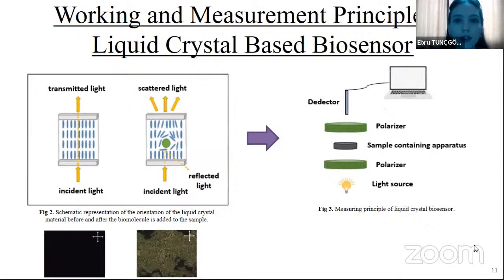In the working and measurement principle of liquid crystals, the liquid crystal molecules are aligned vertically on the glass slide, the incident light passes through the LC layer, and therefore the optical image will be observed as a dark pattern under the microscope. If the alignment of the LC molecules is tilted in the presence of the analyte, the incident light on the LC surface will see two light beams with different propagation directions. Thus, the LC optical image will be observed as a bright image.